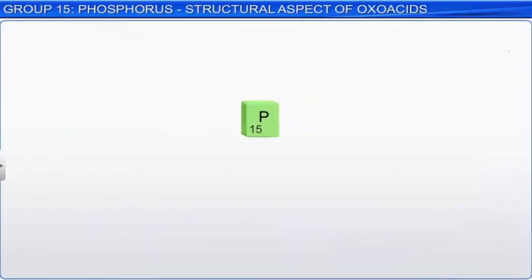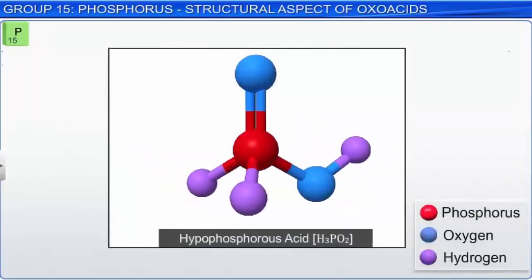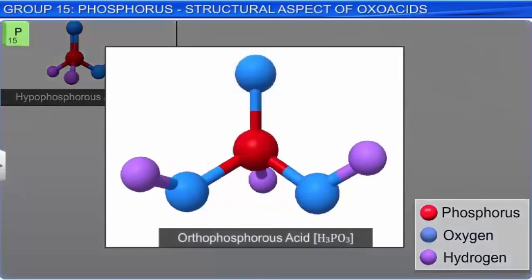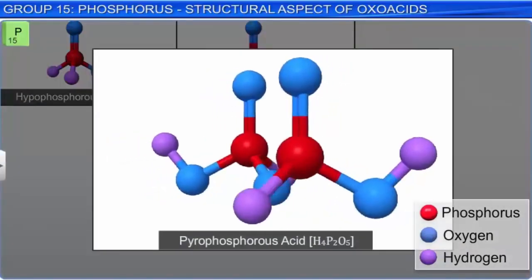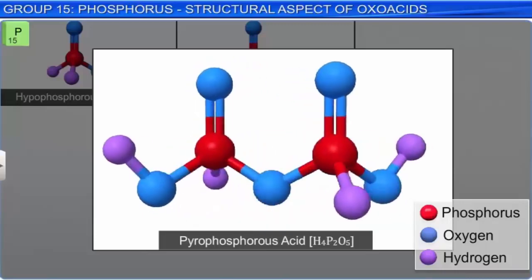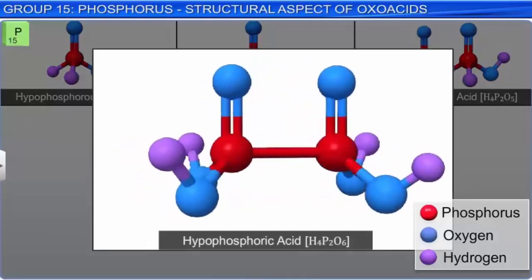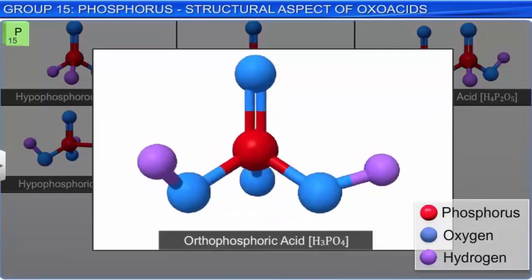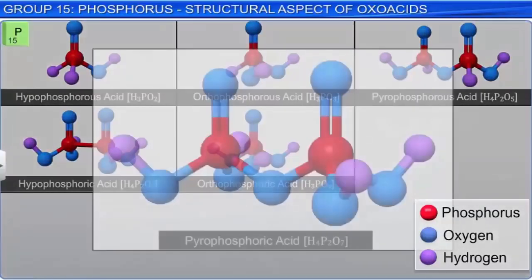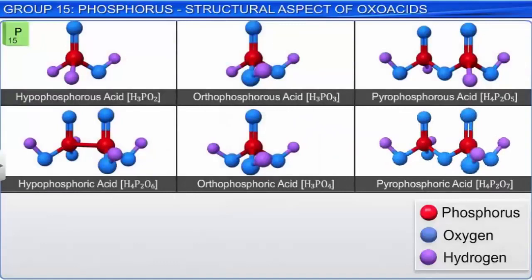You know that phosphorus forms a number of oxo acids, such as hypophosphorus acid, orthophosphorus acid, pyrophosphorus acid, hypophosphoric acid, orthophosphoric acid, pyrophosphoric acid, and metaphosphoric acid.